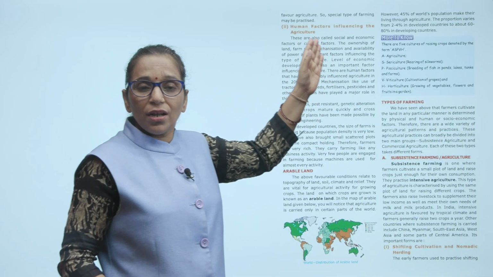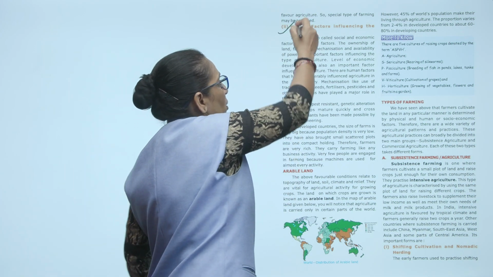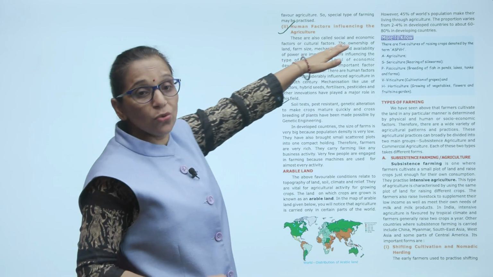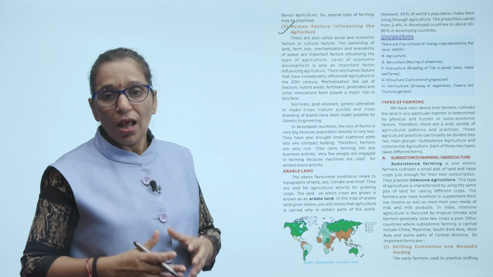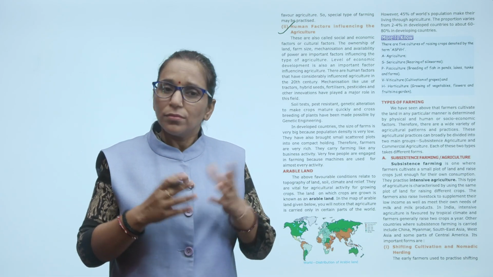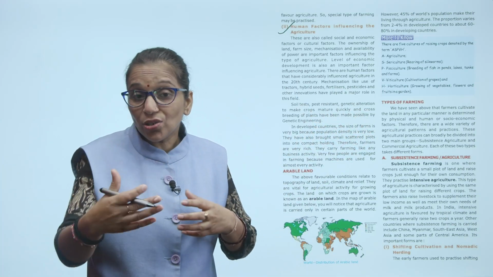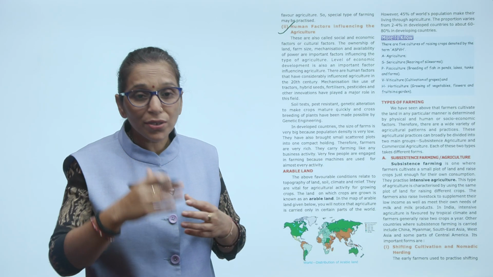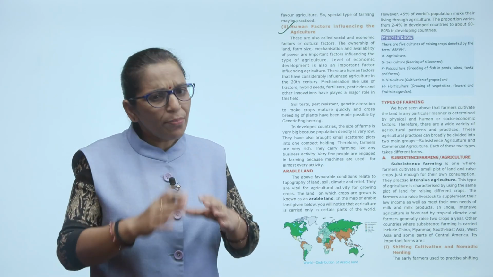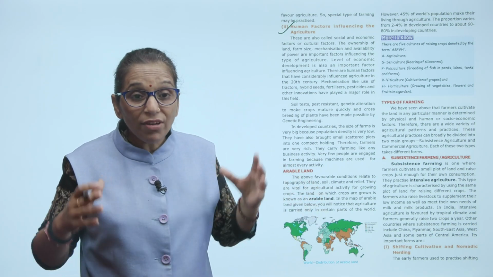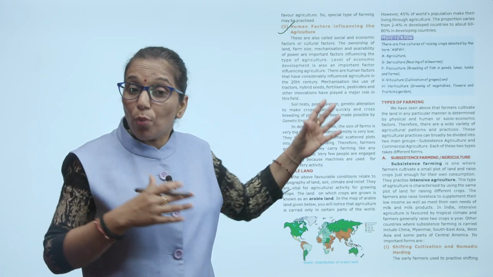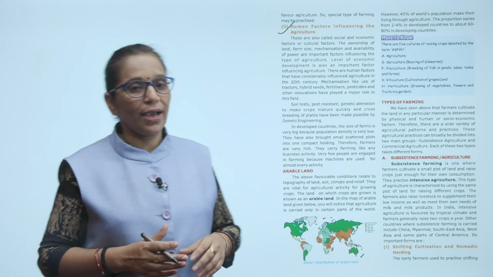And then second, after physical condition, is the human factor influencing agriculture. Human factors are also the social and economic factors, or you can say the cultural factors, like the ownership of the land, farm size, whether it is big or small, mechanization, what type of machines you are using, advanced technology or dependence on previous technology, and availability of power. Those are the important factors, called the human factors, which influence the type of agriculture.